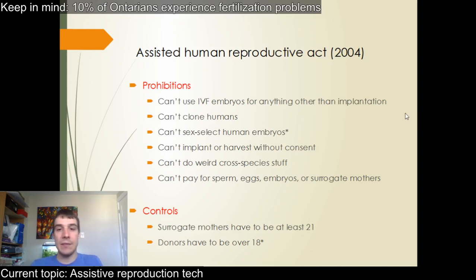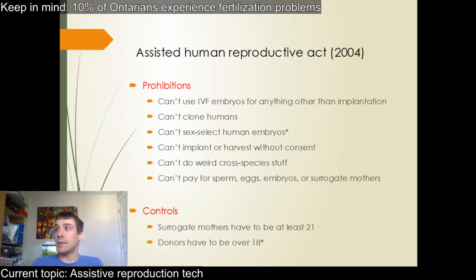For example, we can't use IVF embryos for anything other than implantation or training. So you can't take those embryos and steal their stem cells and stuff like that. You definitely can't clone humans, so that's prohibited by law. I mean, you can very easily clone humans, where we have the capacity. It's just legally no. You also can't sex select human embryos. So if you're a mom and you're gonna get some embryos implanted, you can't say put 3 girls in there. It has to be random.